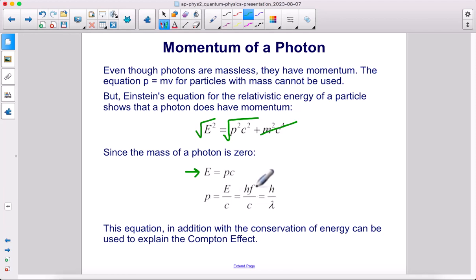So now we have these relationships that show that the momentum of a photon is directly proportional to its frequency, to the energy it has. This equation, in addition with the conservation of energy, can be used to explain the Compton effect.